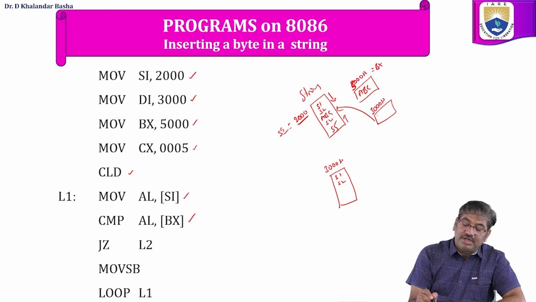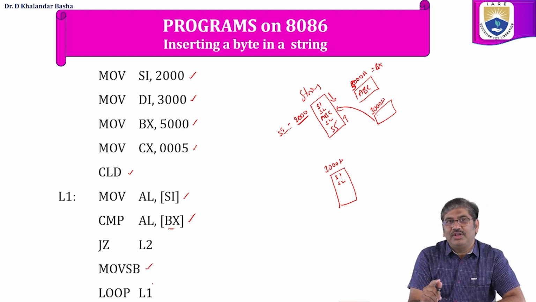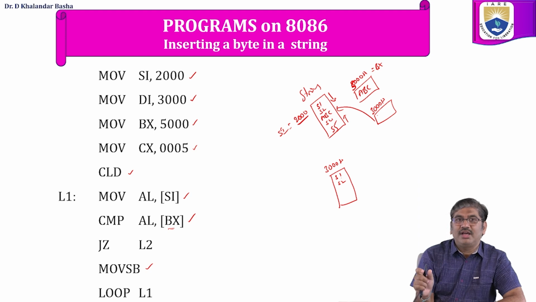Next, when you are comparing the third data, when these two data are equal, then we are going to insert the new data. So compare AL, BX. That is, with the required string, we are going to compare the source string. If these two are equal, then go to loop 2. Else, copy the data from the 2000 location to the 3000 location. For that, we have MOVSB. Here we copy only one data at a time, because after comparing each and every data, if they are not equal, we move it into the destination location. If they are equal, we have to insert the new data.